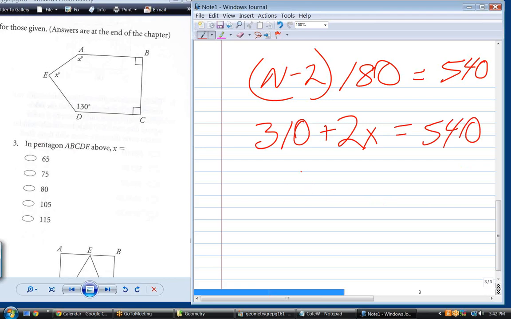Next step. Subtract 310. So 2x equals 230. X equals... Oh, sorry. That's all right. Just seeing how good you're going to do these in your head. 115. All right.